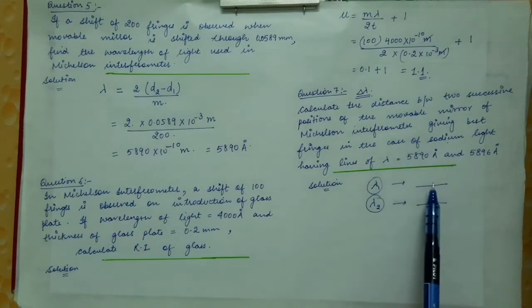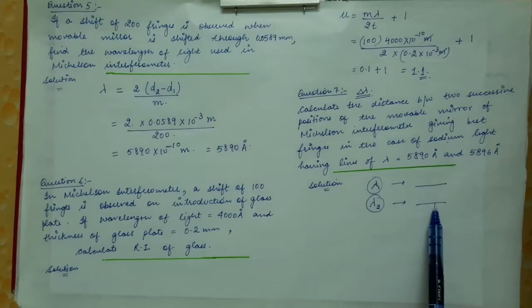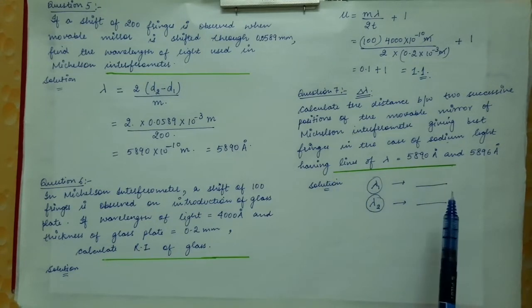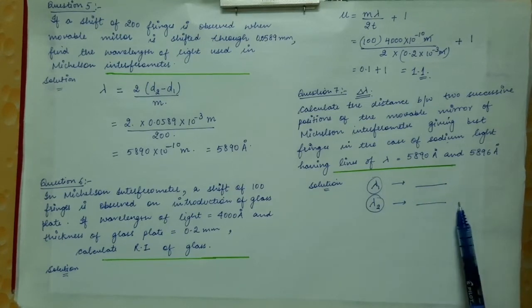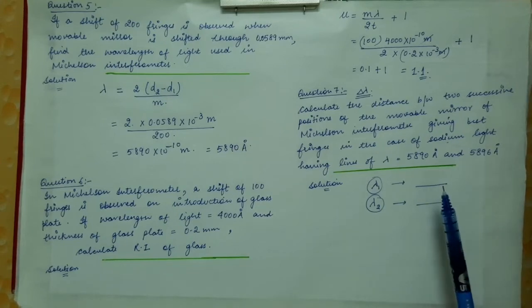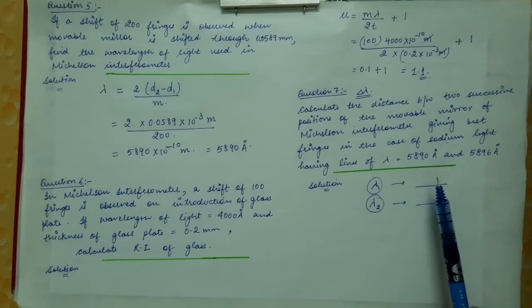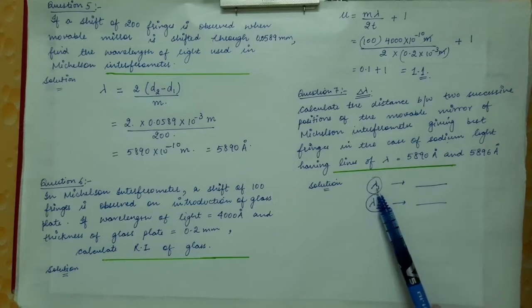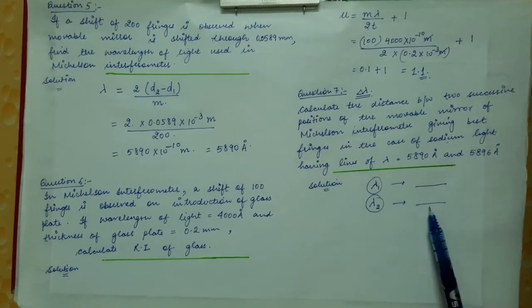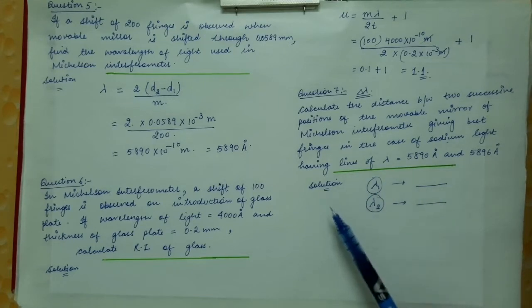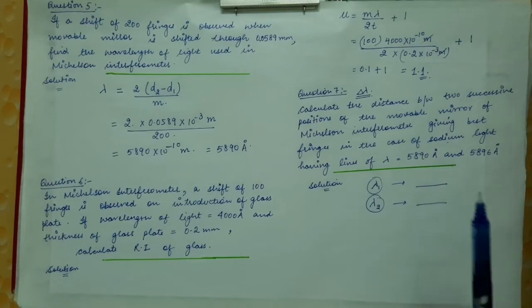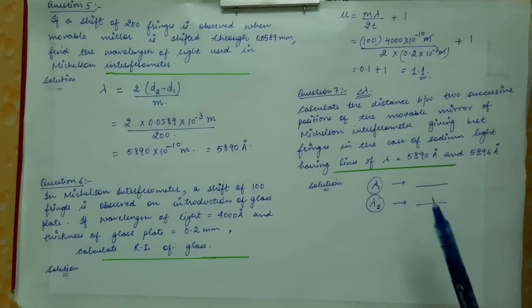So if the maxima of one falls on the minima of the other, then no distinct fringes are observed on the screen. We had already seen this in the applications of the Michelson interferometer: when the maxima of one wavelength fall on the minima of the other wavelength, no fringe pattern will be observed on the screen. The whole screen will be uniformly illuminated with light.